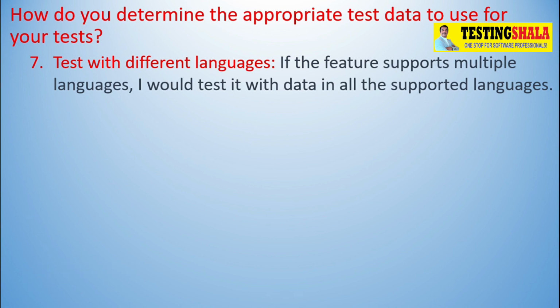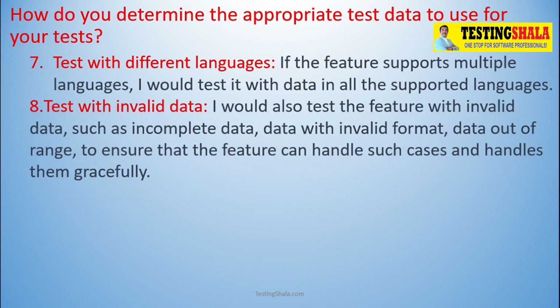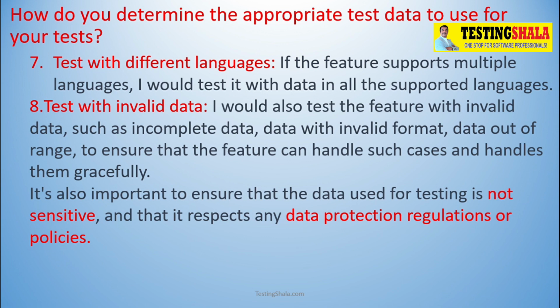And the eighth one is, we should consider all possible scenarios. We should also consider invalid data as part of your test data, where you should cover all the negative paths, invalid data, so that it would also guarantee that your application is behaving as expected.